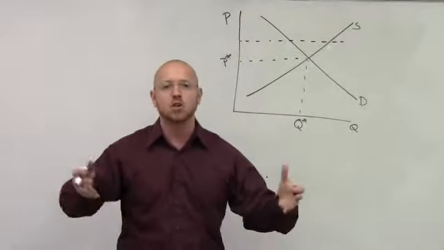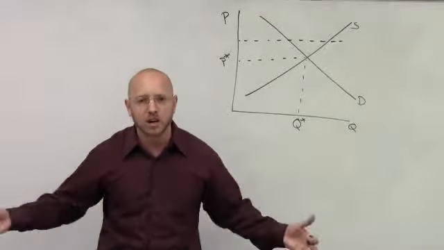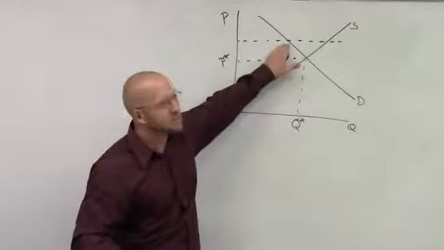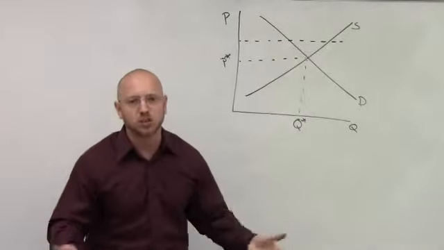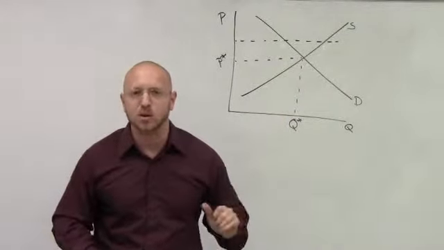So suppliers have all this inventory piling up in their warehouses. Well, they need to get rid of it. They realize they can't sell it at this price, so they're going to drop their price to get rid of it till we get back to this equilibrium price.